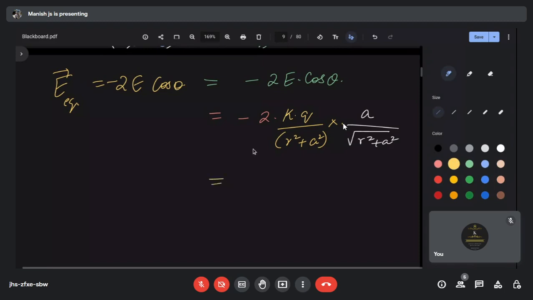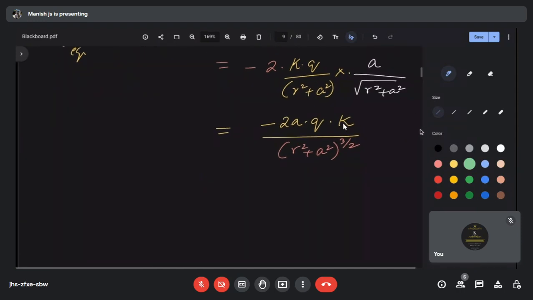So minus into plus is minus overall sign. So minus 2a into q into k divided by under root of r square plus a square into r square plus a square. The power of the root is half, so half, 1 by 2 plus 1. So what will be the power? You will get r square plus a square whole to the power 3 by 2. The power of the root is 1 by 2, so 1 by 2 plus 1, you will get 3 by 2. So this is what you get.